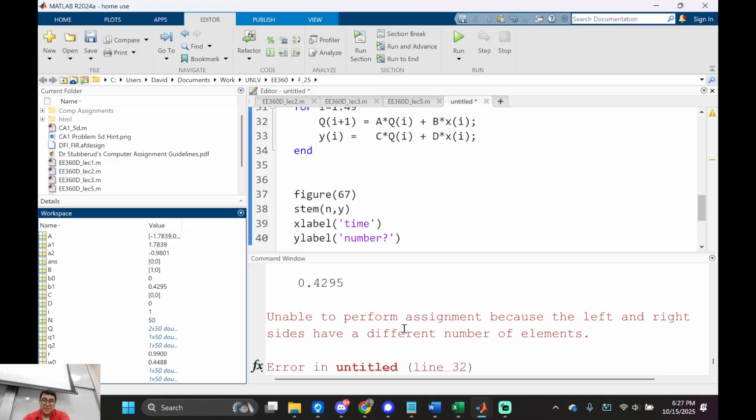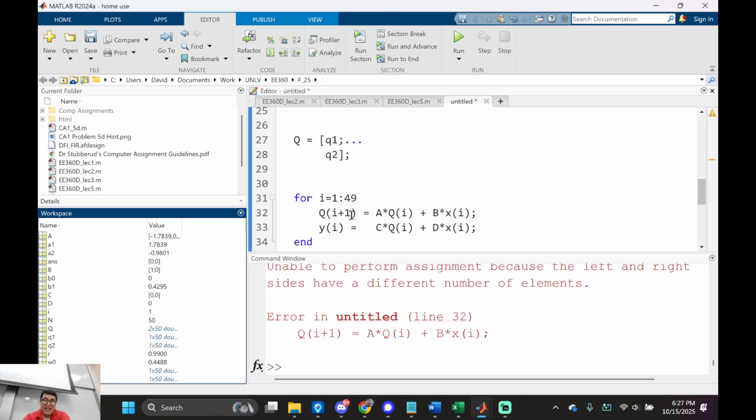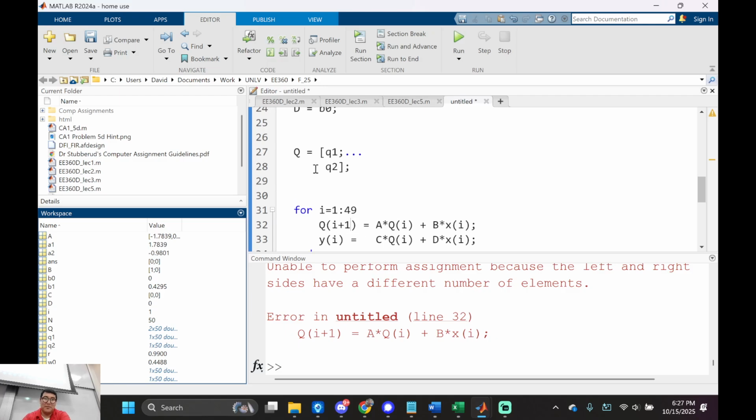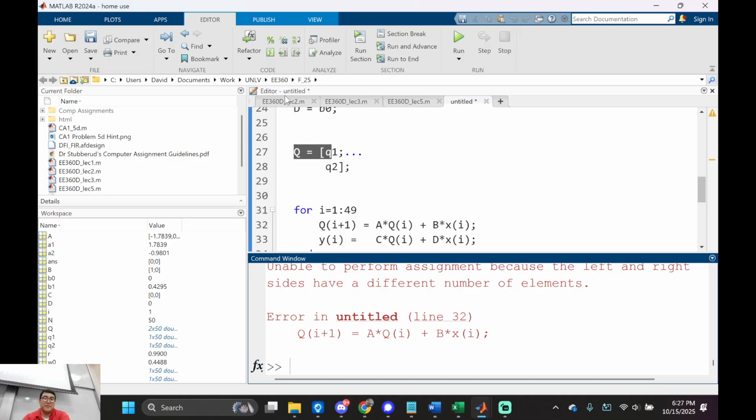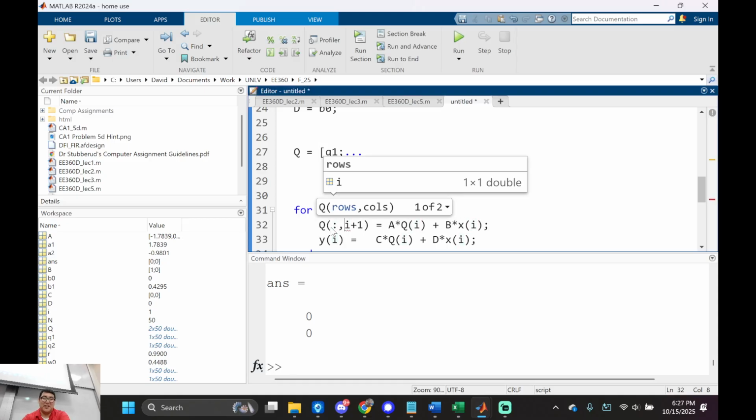The left and right sides have a different number of elements. Gotcha. Remember that thing I did with Q, where I want Q of all the columns of the first row? I forgot to do that right here. I want all the columns of whatever that is. Is that understood with everybody?